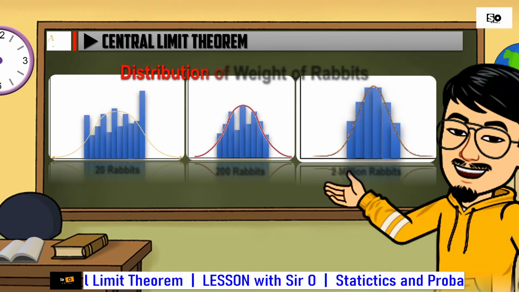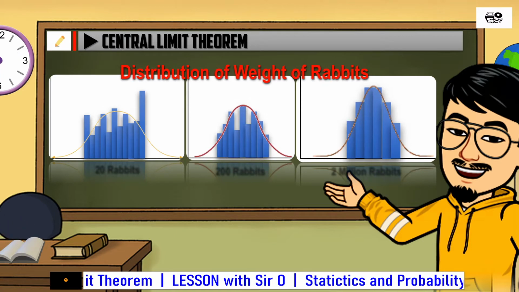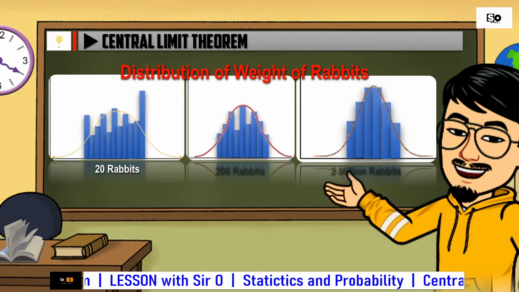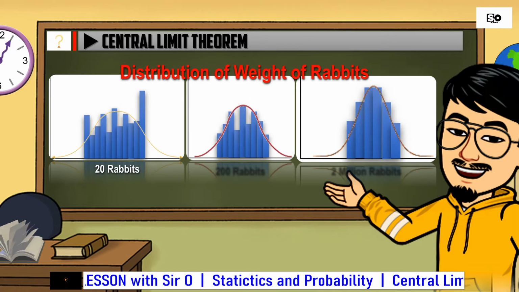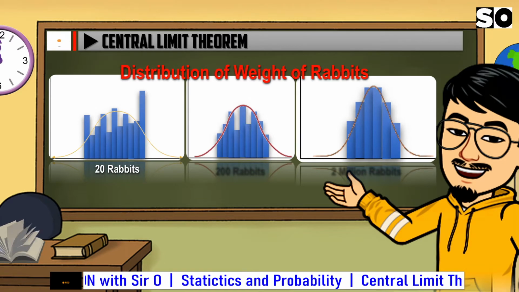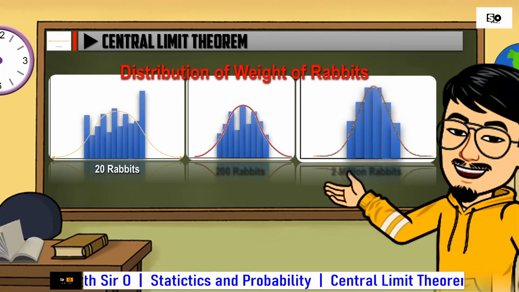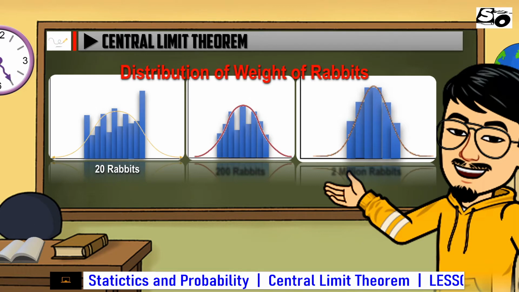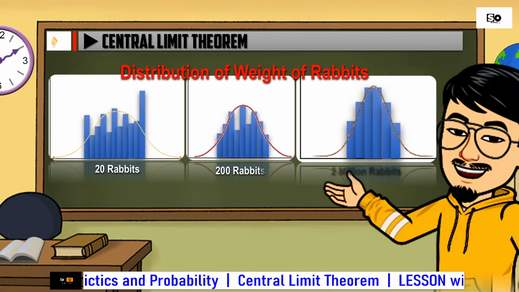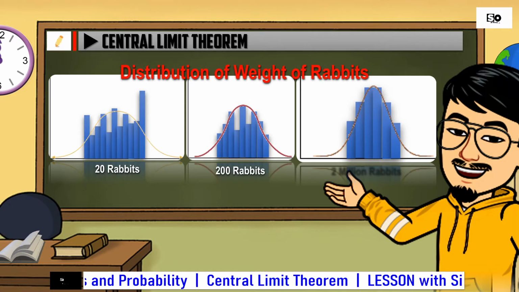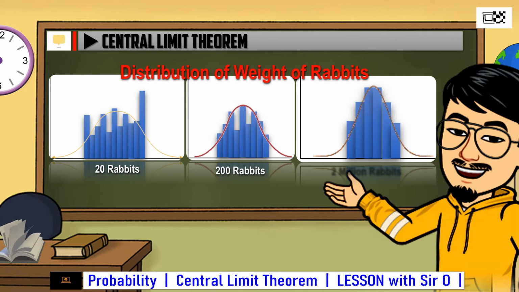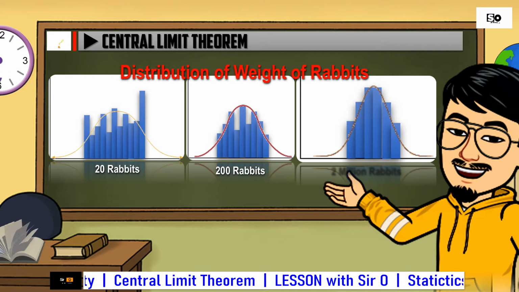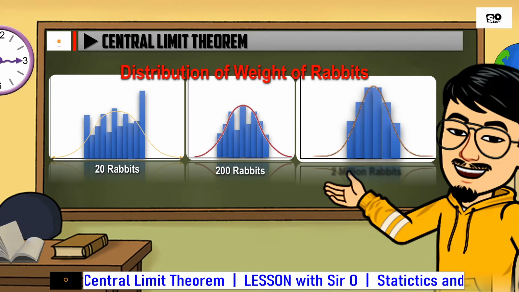This is a distribution of the weight of rabbits. On the first figure, we get the weight of 20 rabbits. It shows that the density curve of the means cannot be described yet as the samples are limited and the spread of the mean or variability is wider. On the second figure, we get the weight of 200 rabbits. Although the curve of the samples is getting slightly normal, the spread of the mean or variability is still big or wider.